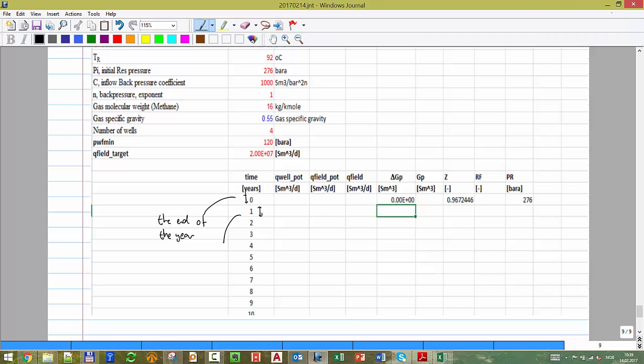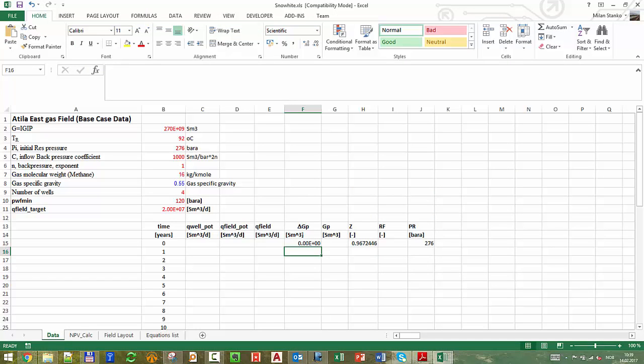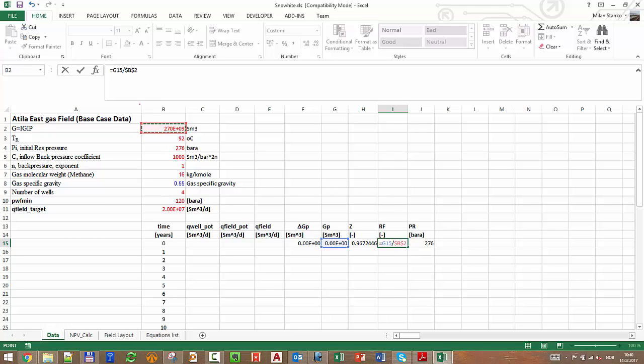So I haven't produced anything. Delta GP is how much I have produced in the year. I haven't produced anything in year 0, I'm just starting. And also GP, sorry, the cumulative production, is 0. And the recovery factor is GP over G. Yes, that's something I need for my material balance. I need 0, of course. No big science, no rocket science in that part.